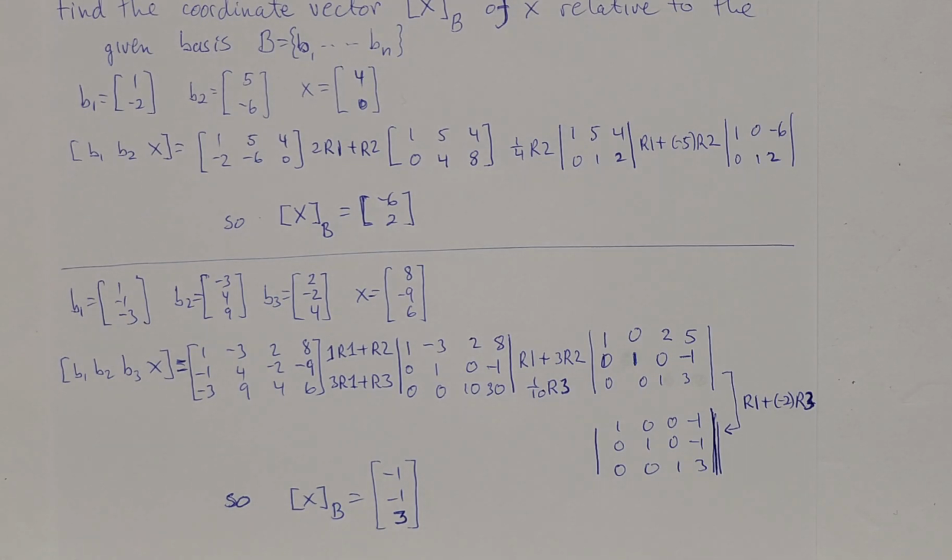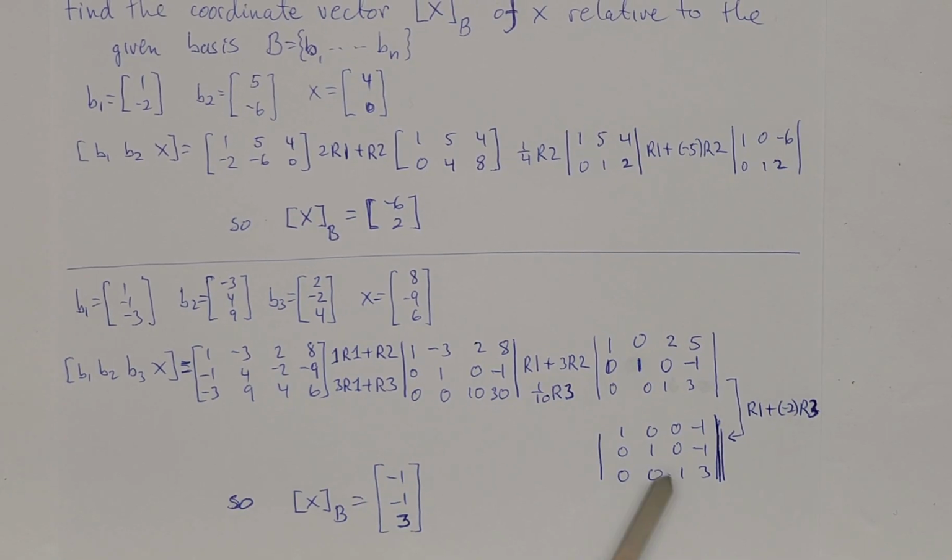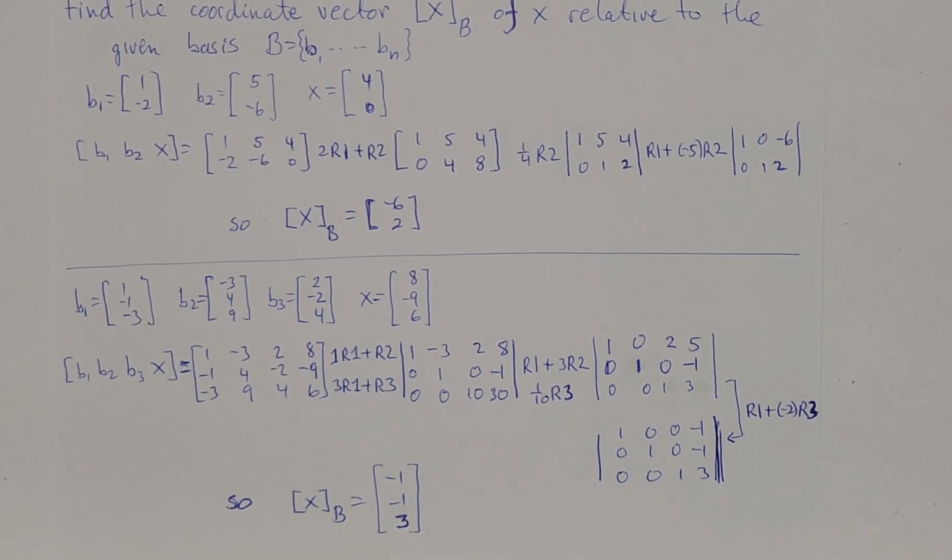No more row operations, because we have 1, 0, 0, 0, 1, 0, 0, 0, 1. These pivot positions should be all 1. These spots right here should be all 0. That's how you know when you are completely done.